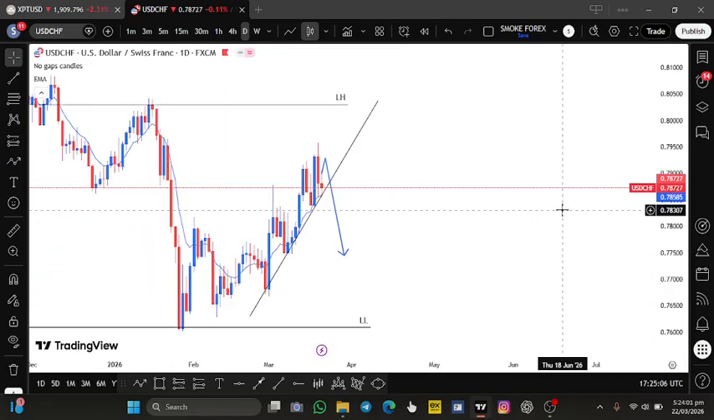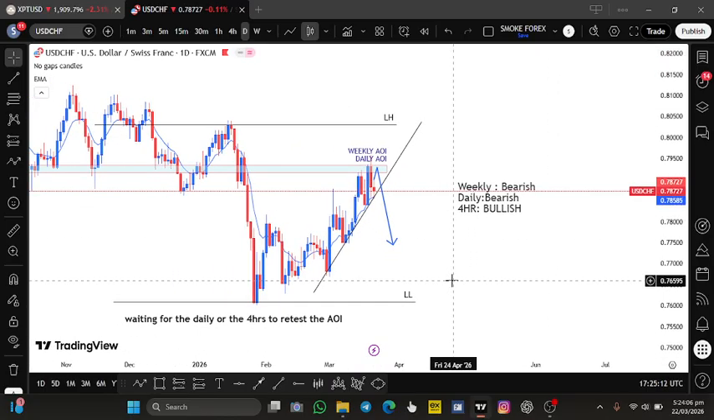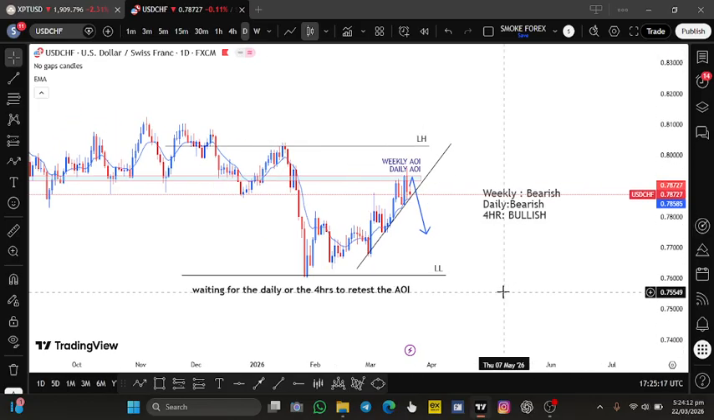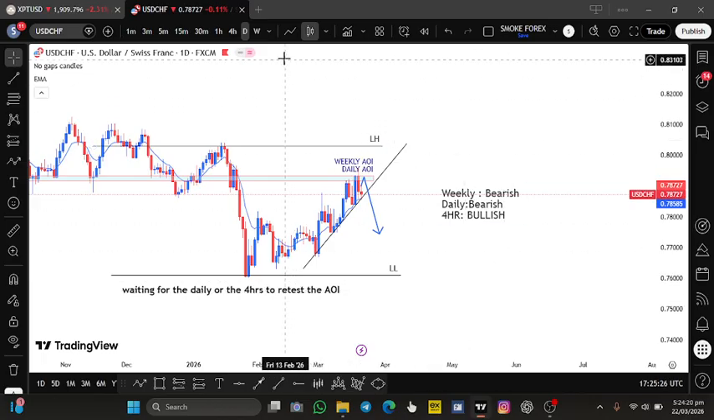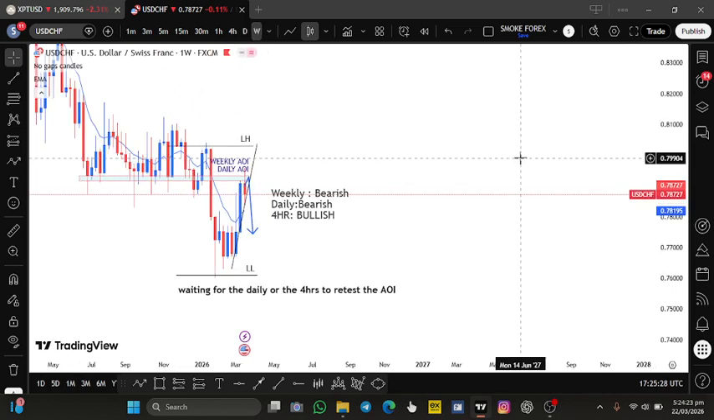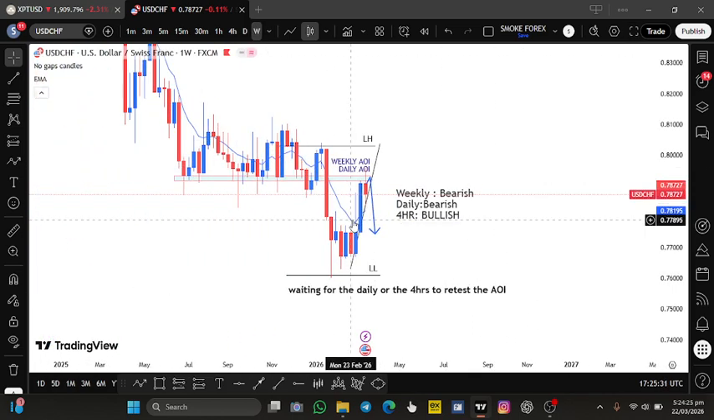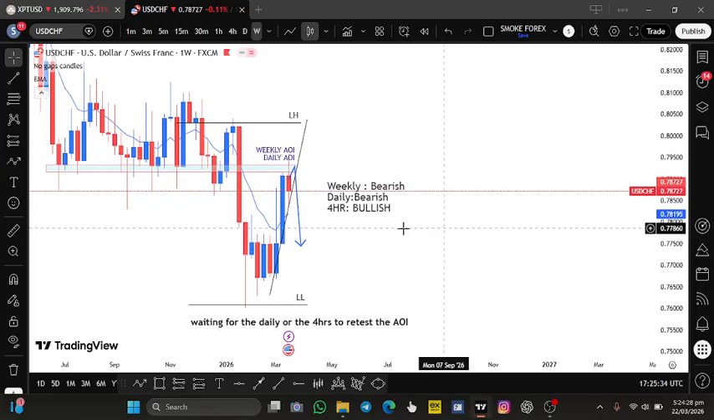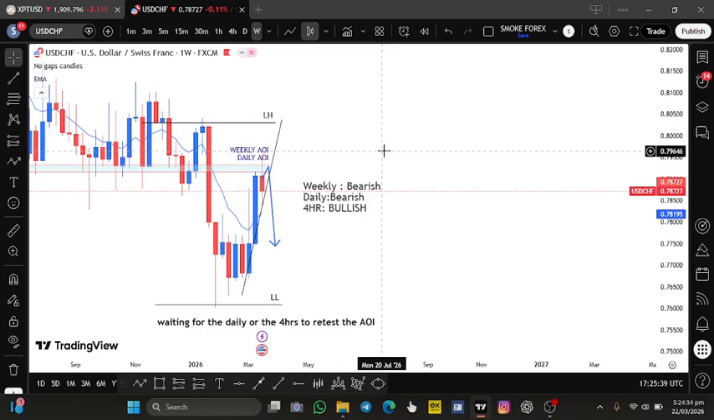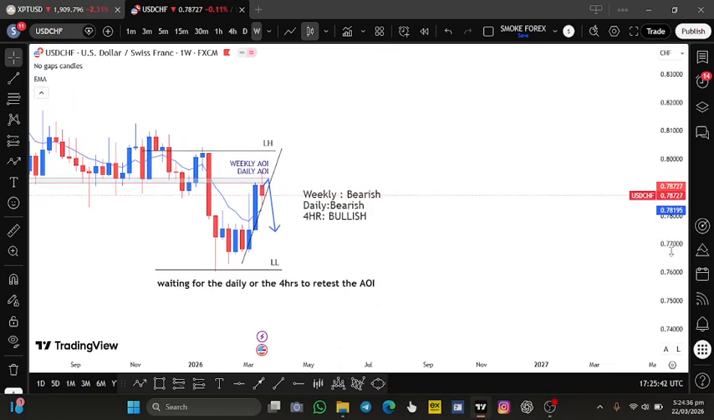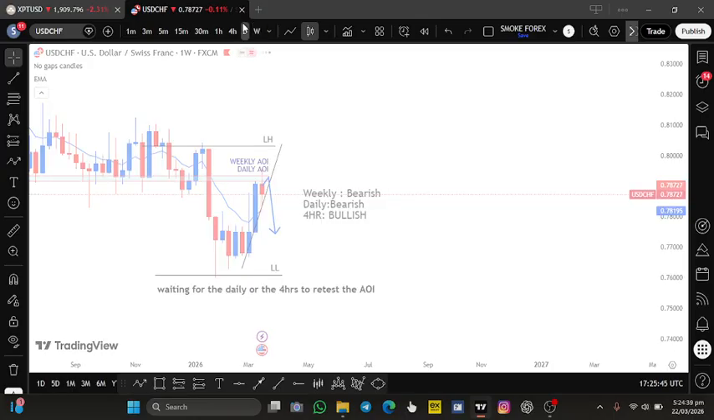So our next pair for next week, or should I say this week, is USD CHF. With USD CHF, our weekly is bearish, our daily is also bearish, and the 4 hour is bullish. You can clearly see that the moment the weekly tapped this area, the weekly rejected it, telling us that price might sell next week. So what do I want to see?